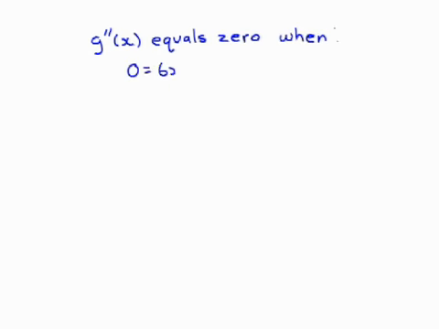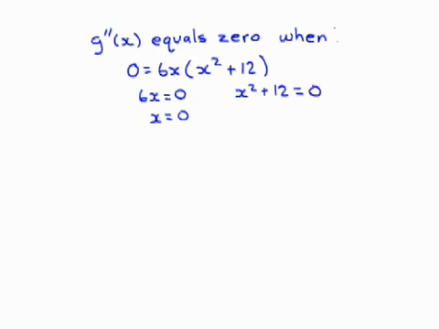In the next case, we've got to consider where g double prime of x equals 0. So we want to set the numerator equal to 0. 0 is equal to 6x times x squared plus 12. And therefore, in that factored form, we know that either 6x equals 0, which gives me x equals 0, or x squared plus 12 is equal to 0. When I try to solve that resulting quadratic using my quadratic formula, you'd find that there's no real solutions. You didn't have to use the quadratic formula. You could have also just said x squared equals negative 12, x equals plus or minus the square root of negative 12. So there are no real solutions.